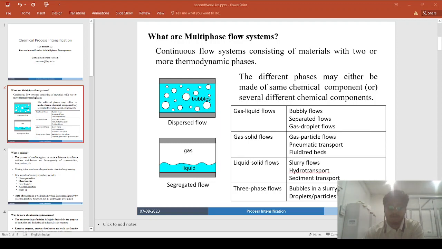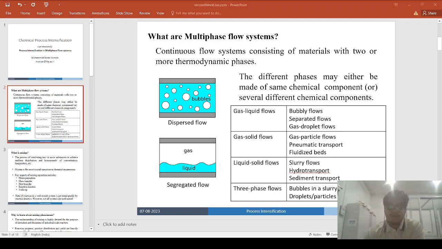So that foam or froth will be carrying the dispersed solid particles over them. So yeah, that flotation process is an example of gas, liquid, solid systems. And other applications would include the fluid bed catalytic cracking and hydroprocessing, and a few other biochemical processes.